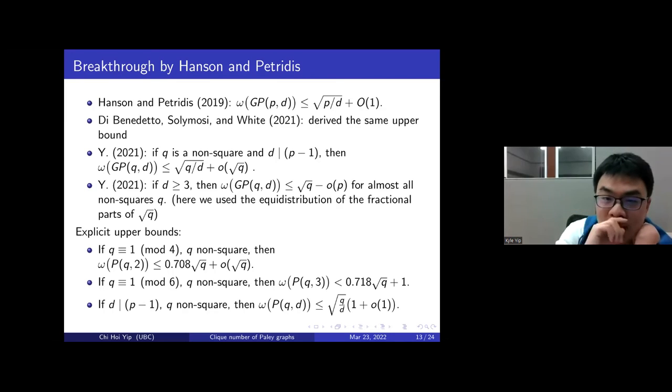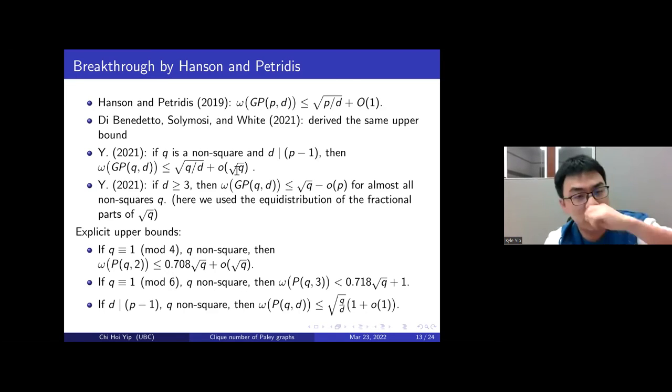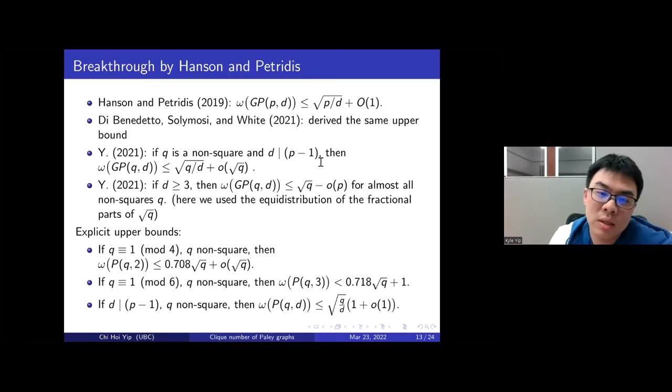Another reason is that if you look at this result, it's also the case that for generalized Paley graphs, we get a much weaker result, and only in some special cases like D divides P minus one can we recover the same result. And I will mention why we need to assume this to get this result. Okay, so in general, if D divides P minus one, then we can show that the trivial upper bound can be improved to square root Q over D.